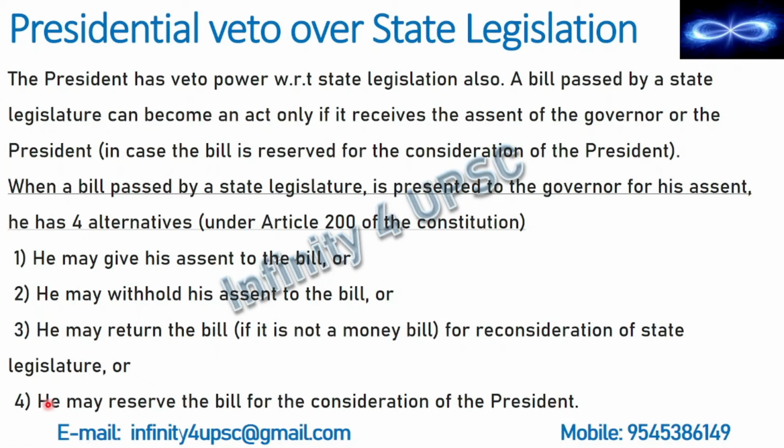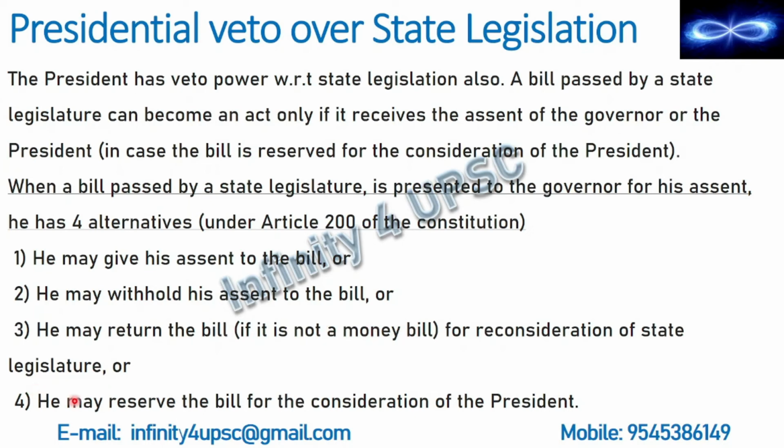Now we have got one more alternative when it comes to the state legislature. The governor of the state may reserve the bill for the consideration of the president. Now when does this happen? Sometimes the governor is not sure about the decision that is to be taken with respect to the bill. In that case, when he is unsure, he will pass it on to the president and the president will take the decision. So that is the reason he has got 4 alternatives, and here again it is the same rule. He can return the bill if it is not a money bill.